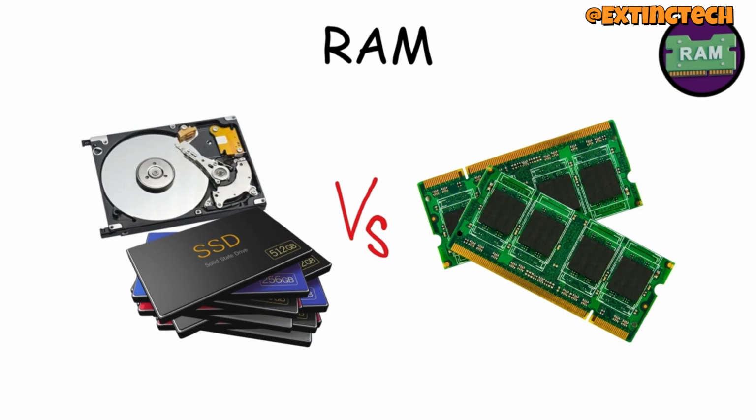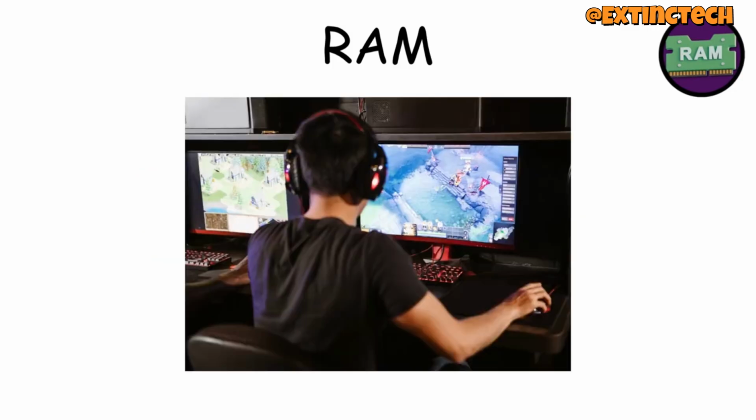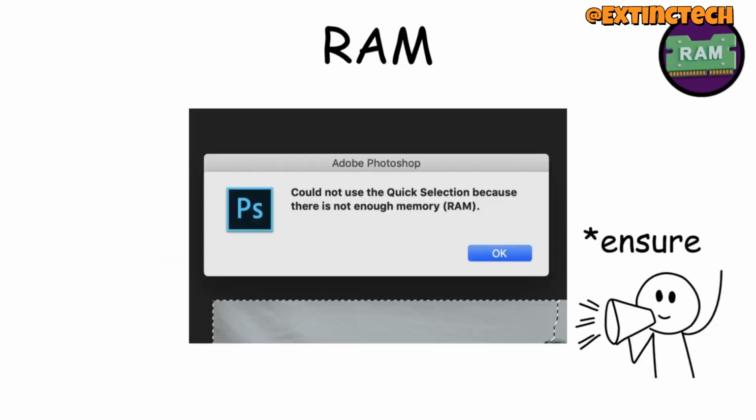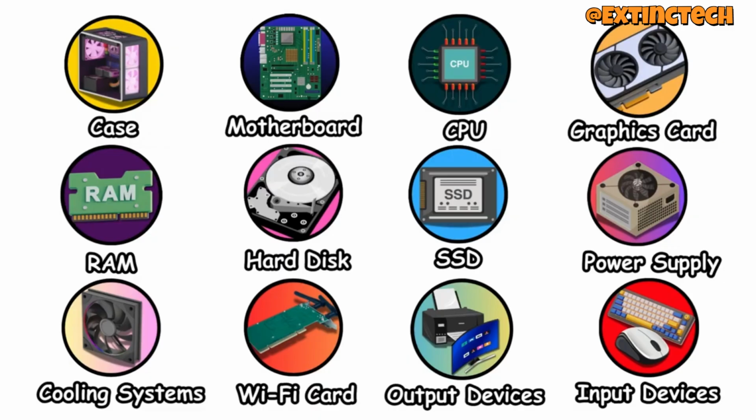Unlike storage drives, RAM is volatile. It loses all data when the system powers off, so it's used only for active processes. Ensuring you have enough RAM is crucial for keeping your system smooth and responsive while handling multiple programs at once.